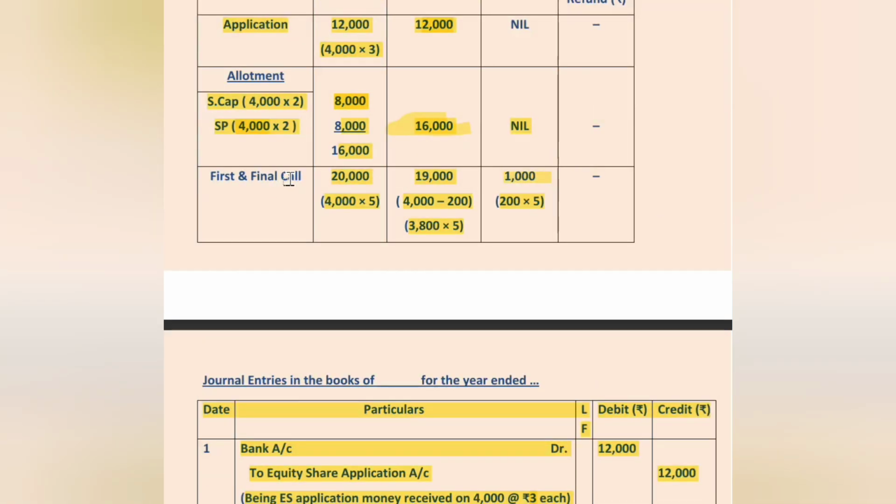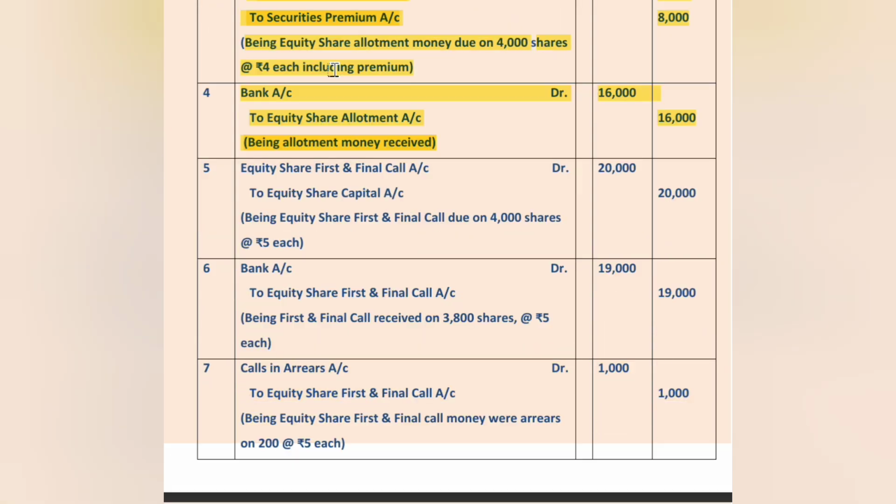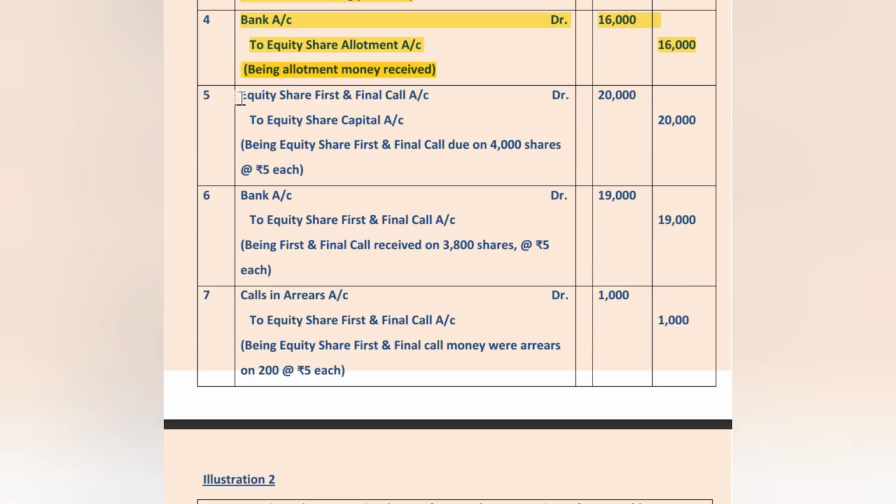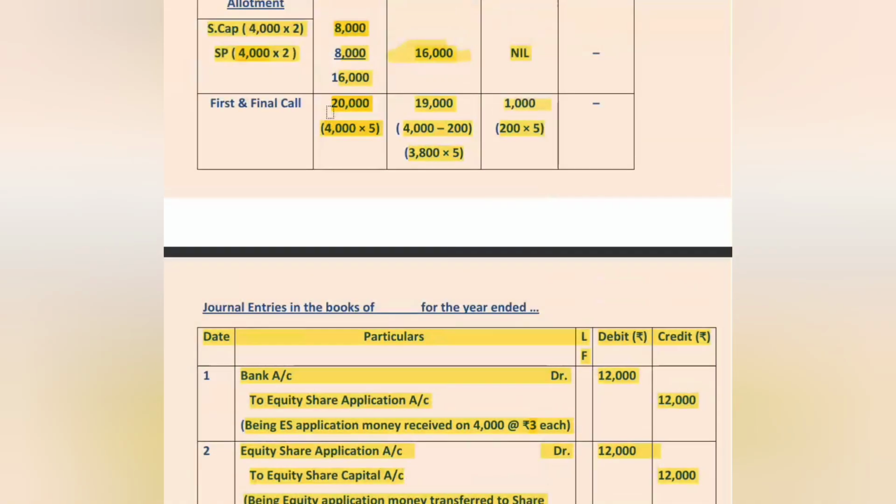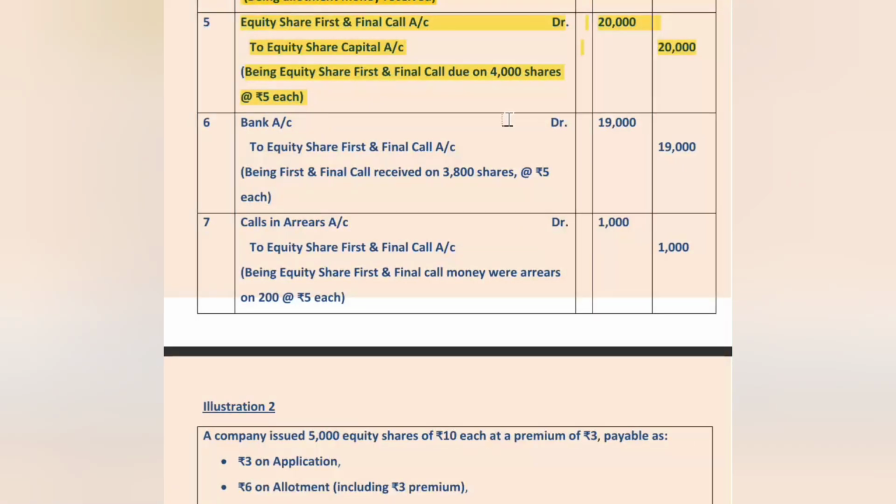Next, let's go for our last final entry, that is the first and final call. How much is due? Equity share first and final call account debit to equity share capital account, 20,000. And how to write the being? Being equity share first and final call money due on 4,000 shares at rupees 5 per share, that is 20,000.